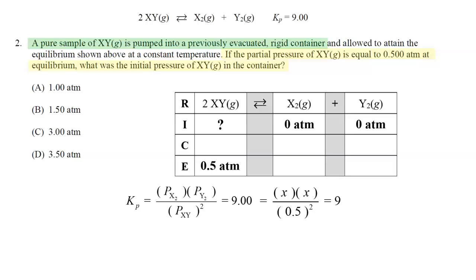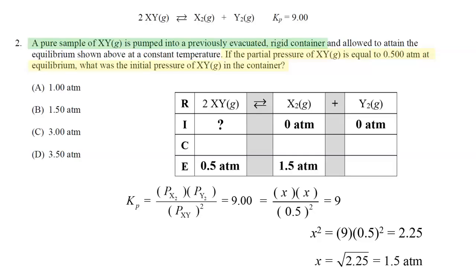So X squared is equal to 9 times 0.5 squared, and that works out to be 2.25 when you do that math on your calculator. And then the square root of 2.25 is equal to X. So 1.5 is the value that I get, and that is the partial pressure of X2. It's also the partial pressure of Y2. So now we're getting closer to figuring out the answer to question 2. Remember that we're trying to determine the initial pressure of XY in the container at the beginning of this experiment.